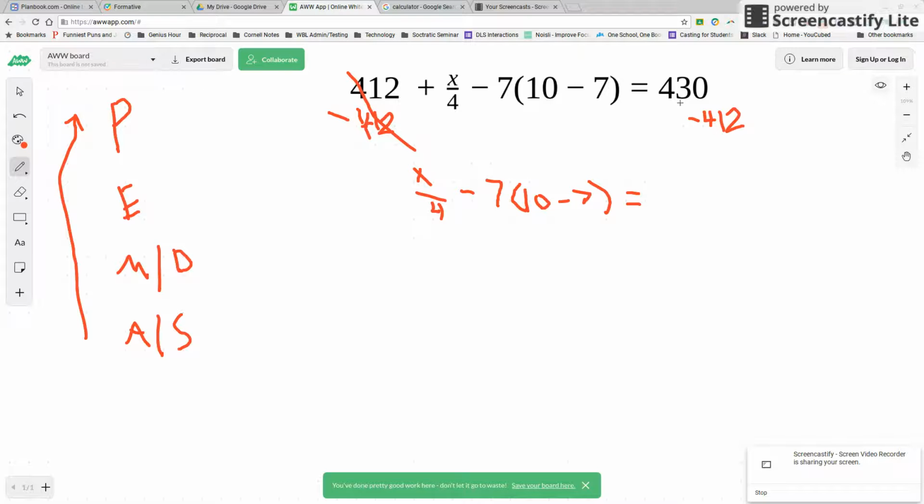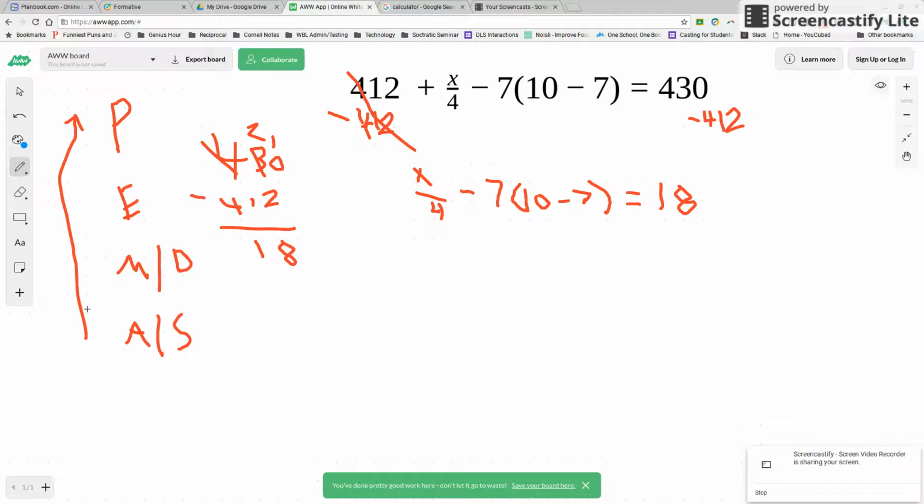So if I think about it, 430 minus 412 would equal, if you're unsure, just do a little math on the side here. 430 minus 412. I want you to double check all of your work. So I'm just going to quickly do this. So you can see it equals 18. So my new equation looks like that: x divided by 4 minus 7 times 10 minus 7 equals 18. All right, we've done our first step.